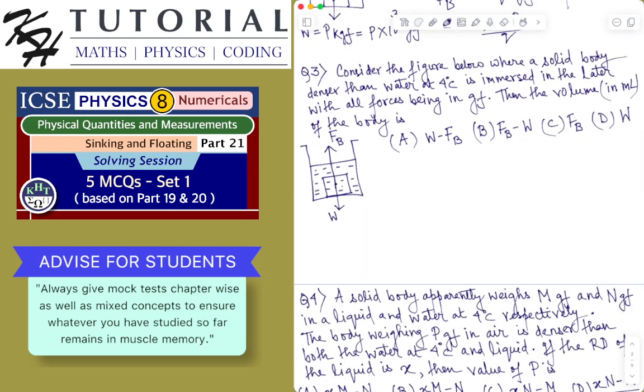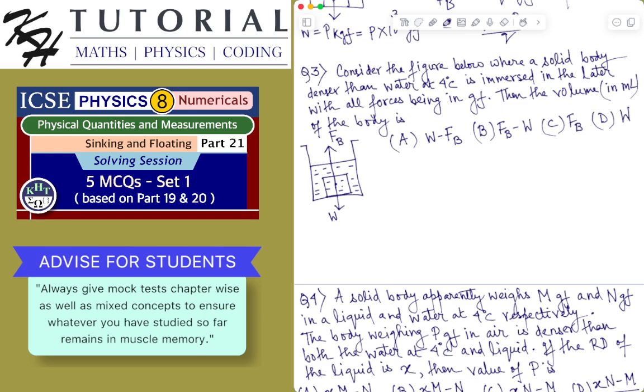Consider the figure below, where a solid body denser than water at 4 degrees centigrade is immersed in the latter, with all forces being in gram force. Okay, so in the figure we have the weight W acting vertically downwards, the buoyant force FB acting vertically upwards, and W is in gram force and FB is also in gram force. Then what will be the volume of the body?